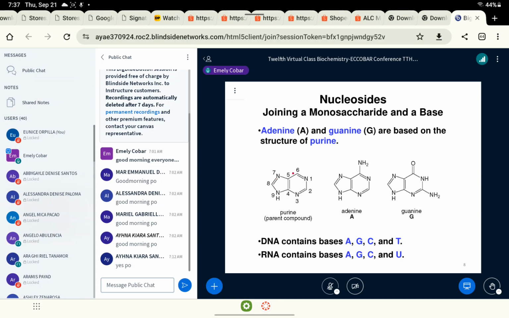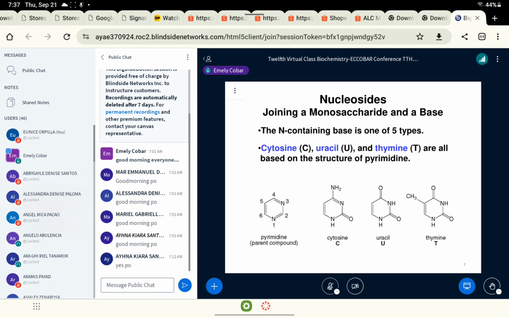Now, DNA contains the following bases: adenine and guanine of the purine type, and then cytosine and thymine. Whereas RNA also contains A, G, and C. The difference is that RNA contains uracil, with no thymine in RNA. So for DNA, we have cytosine and thymine, and uracil is in the RNA. That is where they differ.